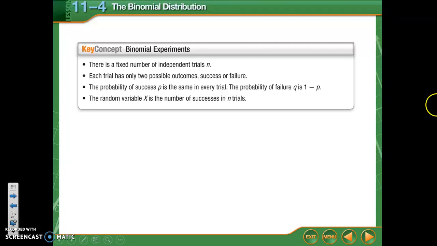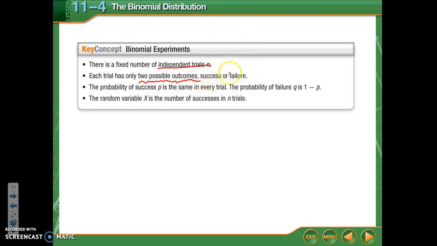Binomial experiments have to satisfy these conditions. There has to be a fixed number of independent trials, n. So on a multiple choice test, that fixed number would be the number of multiple choice questions. And they would be independent because one does not affect the other. Each trial can only have 2 possible outcomes. That's the key to a binomial experiment: success or failure.